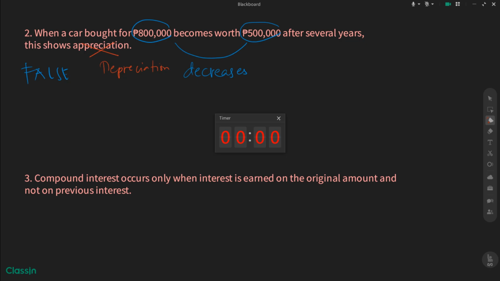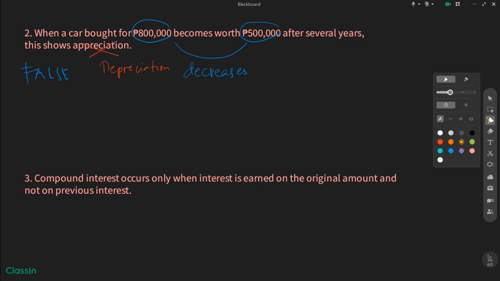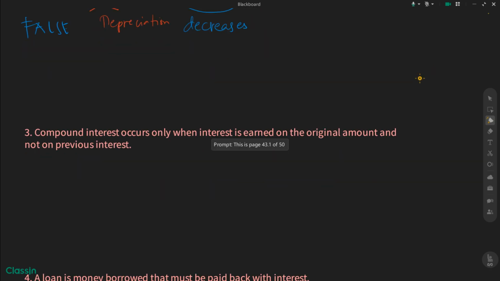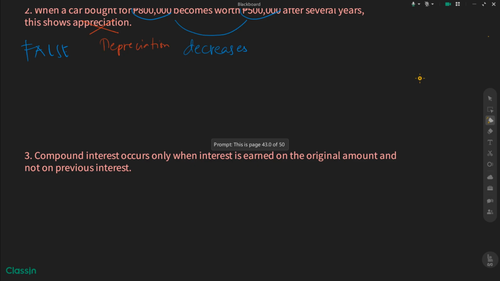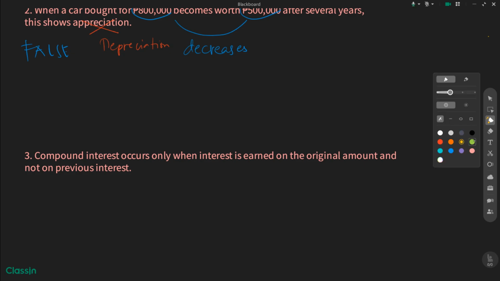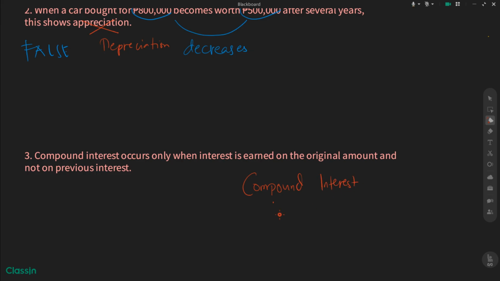All right, time's up. The statement goes like this: compound interest occurs only when interest is earned on the original amount and not on previous interest. Is that a true statement or a false statement? As we all know, we have two kinds of interest, just like what I've discussed: compound interest and simple interest.